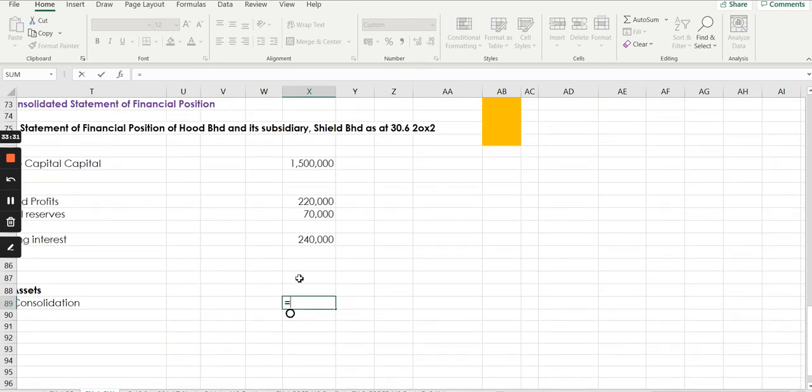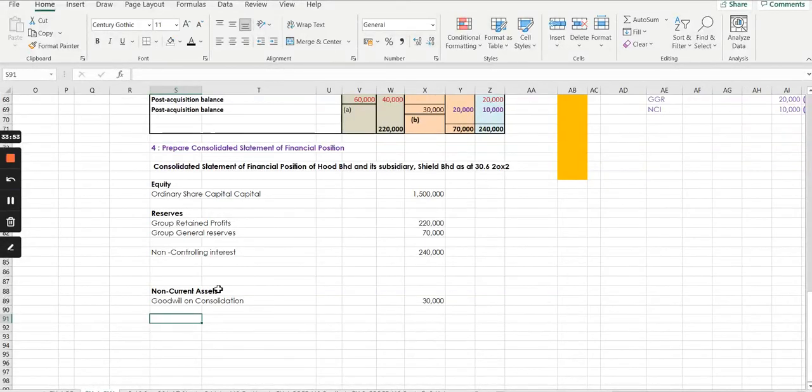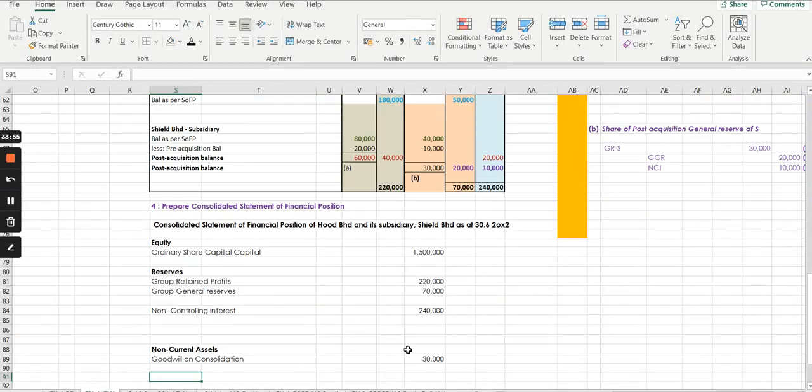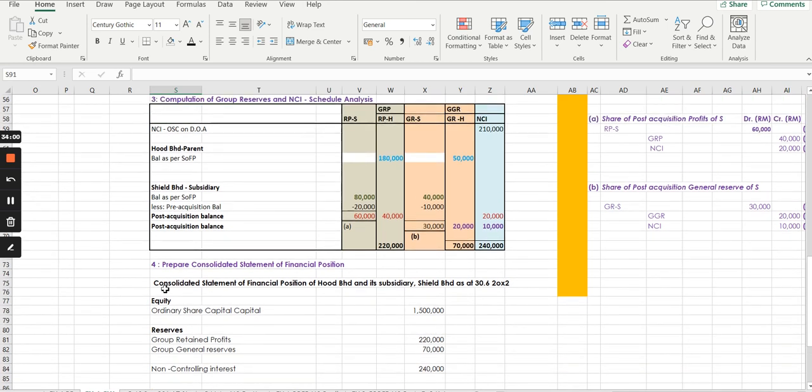Now what you should show here is the remaining goodwill. Remaining goodwill means the goodwill after the impairment has been done. In this question, we have not discussed impairment. That will be done in our next question. So that's it for today. You have already prepared the consolidated statement of financial position where it has goodwill. And this is the preparation that you are doing after a year of acquisition.